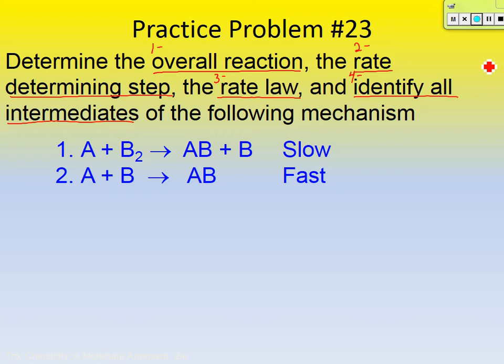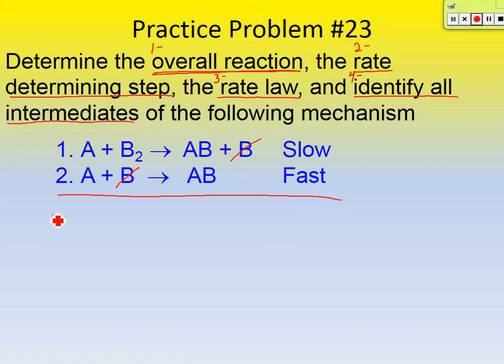Here's how I would go about solving this problem. Number 1, we want the overall reaction. What I do is sum these two. We're going to add these two reactions together, but we're going to look for anything that can be canceled out, meaning any products that will cancel out with a reactant. It looks like B is made in the first step, but then it's used up in the second step. So that's something that can be canceled out. Is there anything else that cancels out? It doesn't look like it.